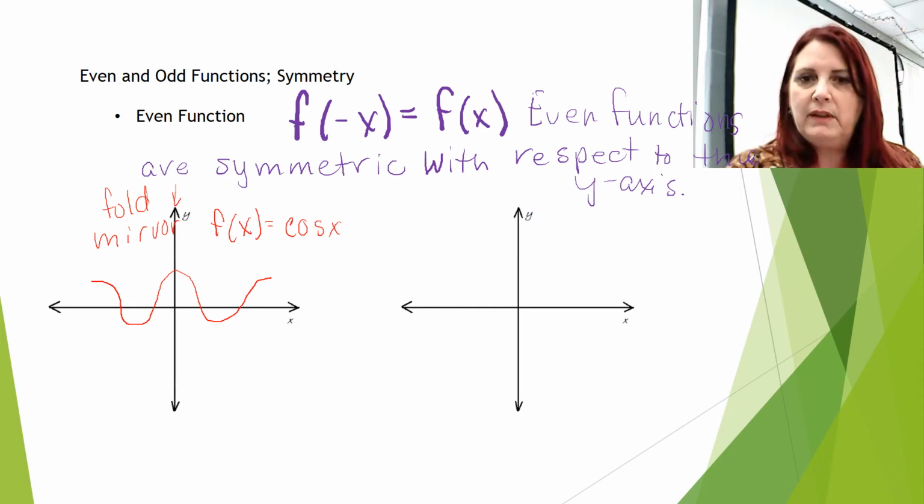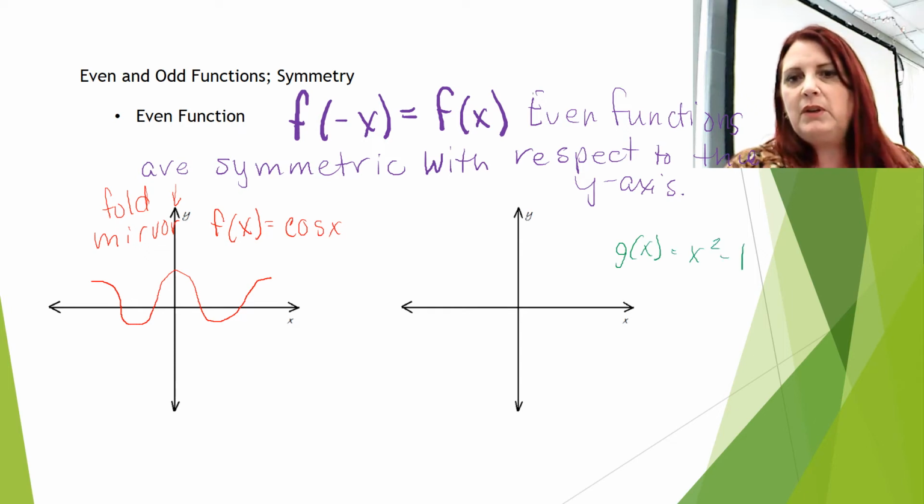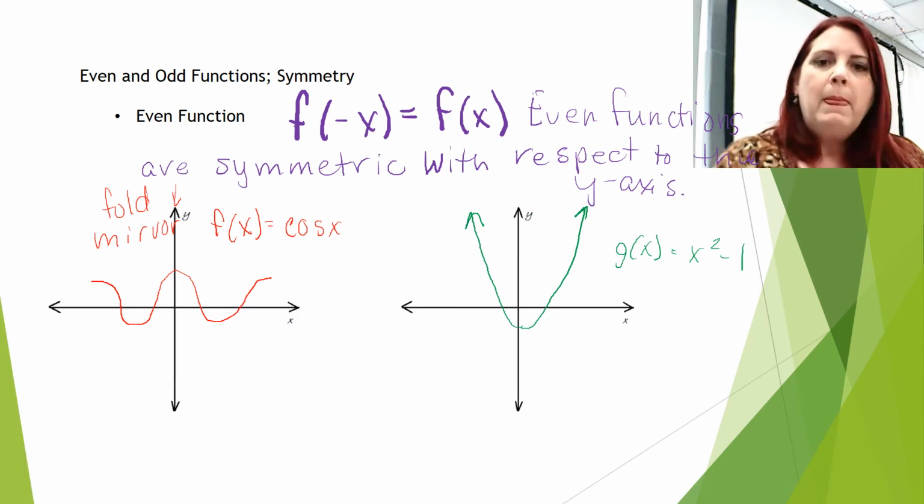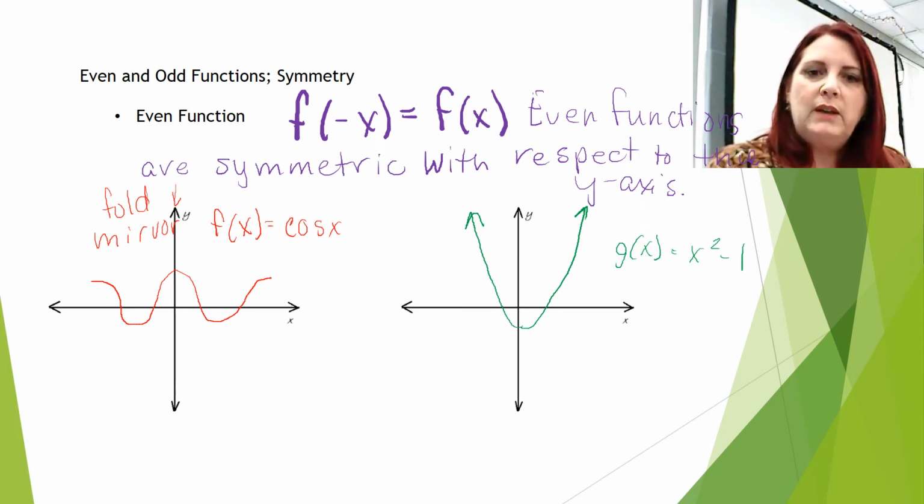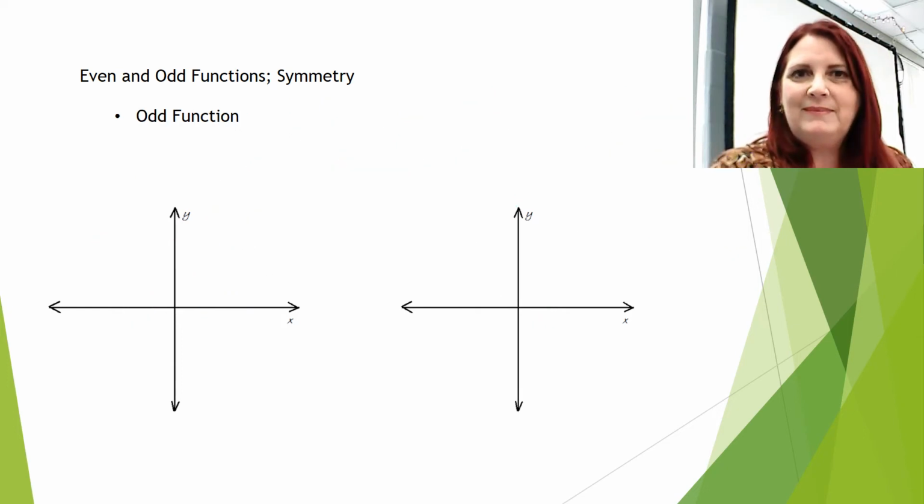Another one would be like g of x is equal to x squared minus 1, which looks something like this. And it's not a perfect drawing either. But that, once again, if you were to fold it on the y-axis, you'd have a mirror image there. And then we get to our odd functions. And you've seen those too.